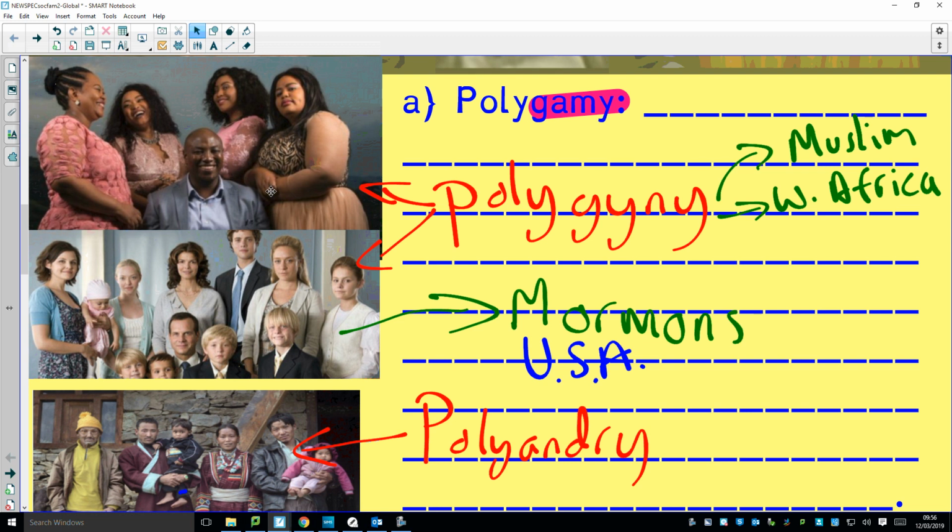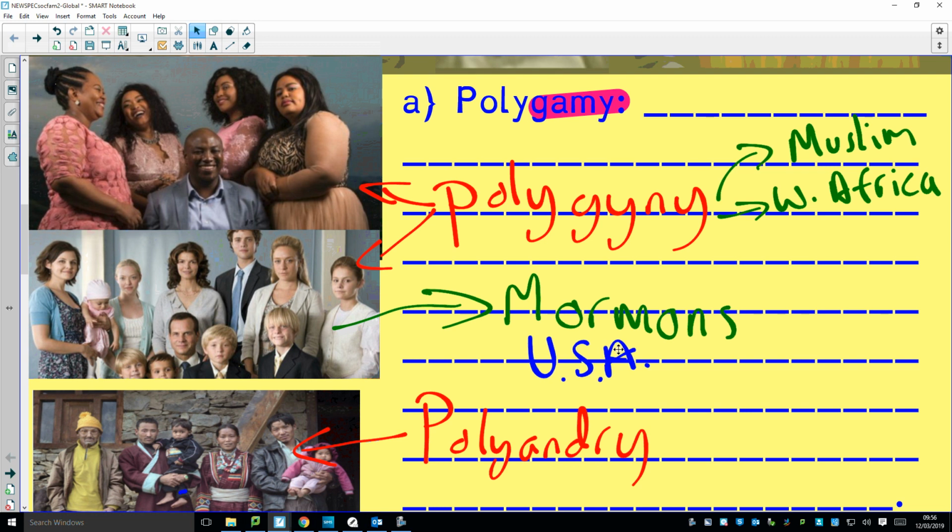It's quite common in West Africa. In certain parts of the USA, the Mormons used to do it, not so much anymore, though it's still done, kept fairly secret. Where it happens, it's very patriarchal. Men are the head of the family.